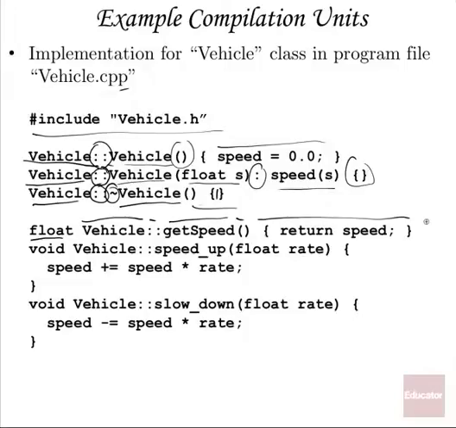Here's our speedup method, which has no return value. It's owned by the vehicle class, and here's the rate being passed in. For this particular method, we want to speed up by the rate that's passed in. So here's the implementation of the speedup method. And then there's a slowdown method, which does the exact same thing, only instead of plus equal, it's minus equal.